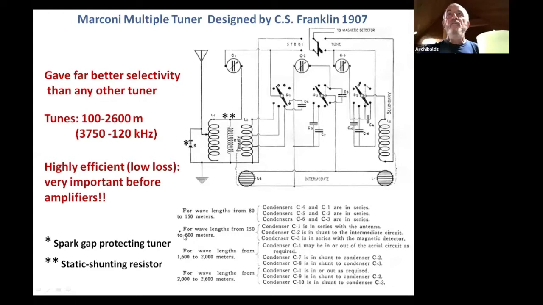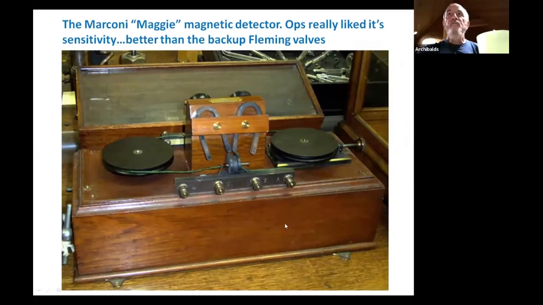This is the detector they used. It's called the magnetic detector, or the Maggie, the operators called it. And you can actually see, if you look very closely, it's A for antenna, G for ground, and TT for the telephones or the headphones. And you could literally use it like that, but you'd have no tuning.